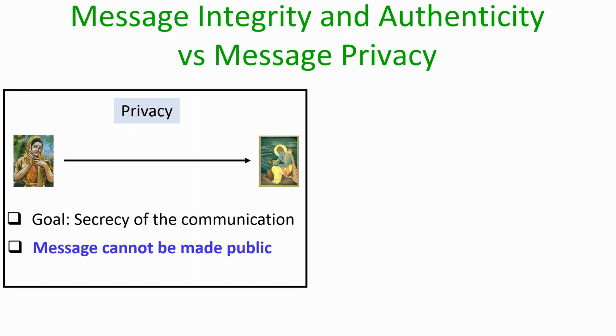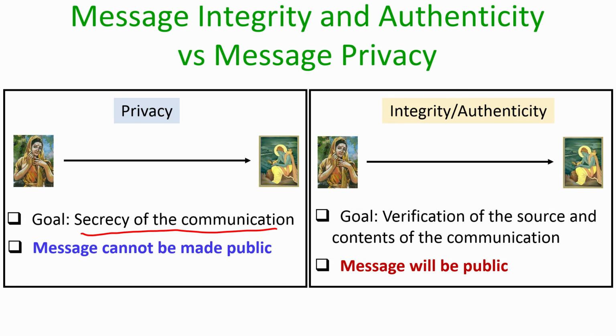In the problem of message privacy, the goal was to achieve the secrecy of the communication. Namely, whatever plaintext the sender is interested to communicate to the receiver, the goal of privacy was to ensure that the message is not leaked to any third party. Whereas in the integrity and authenticity problem, the goal is the verification of the source and the contents of the communication, and it is fine if the privacy of the message is lost. That means we are not interested here to maintain the privacy of the contents. So, the issue of privacy and the issue of authenticity and integrity are orthogonal to each other.